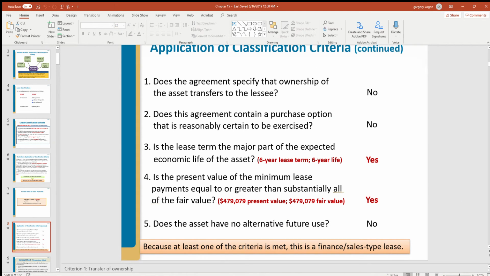Is the present value of the minimum lease payments equal to or greater than the cost? It actually is equal, so that's another yes. So in this situation, we are essentially looking at a finance type lease, right?